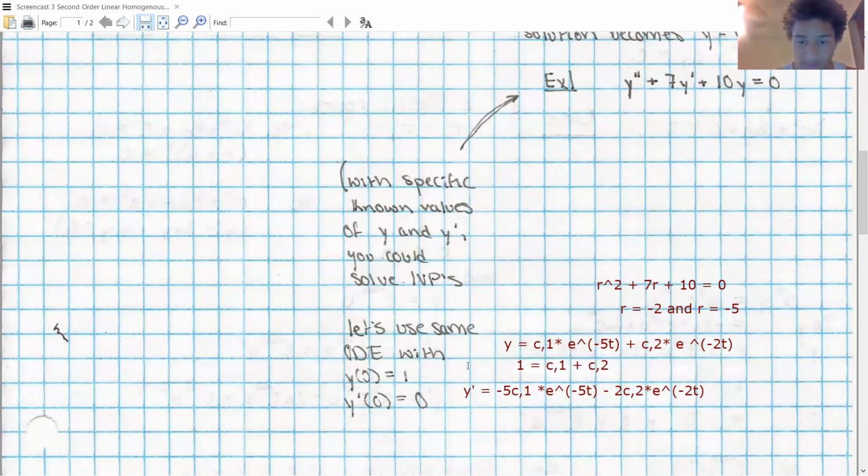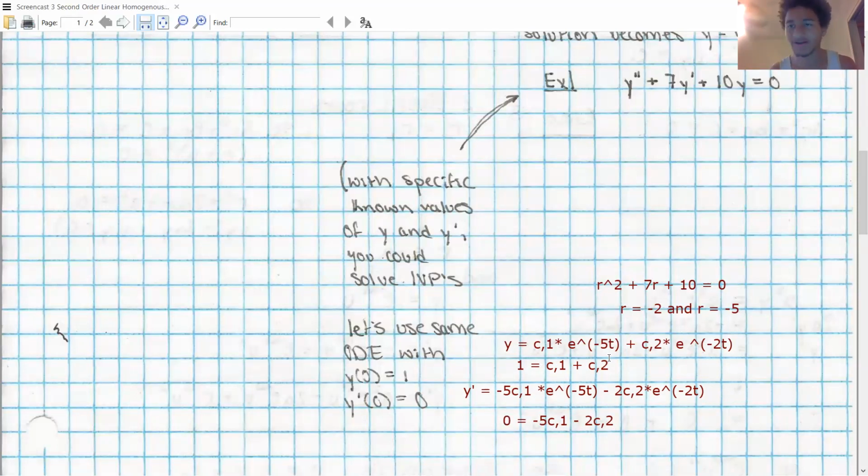And then for this one, we'll see that we'll have 0 is equal to negative 5 c sub 1 minus 2 c sub 2. And because we know right here, with these two expressions of the ODE for the initial value problem, we have a system of equations.